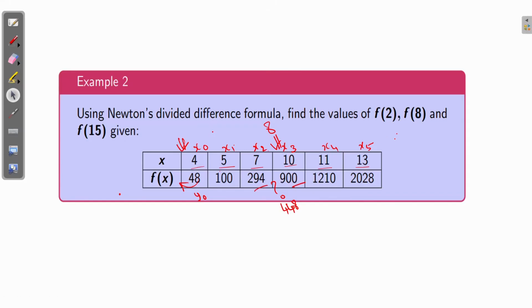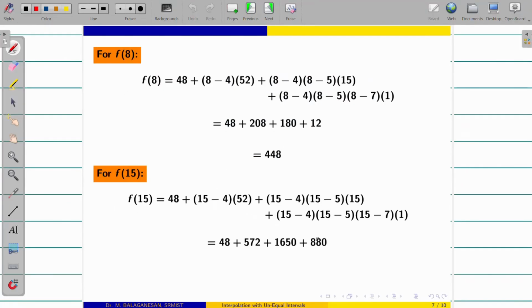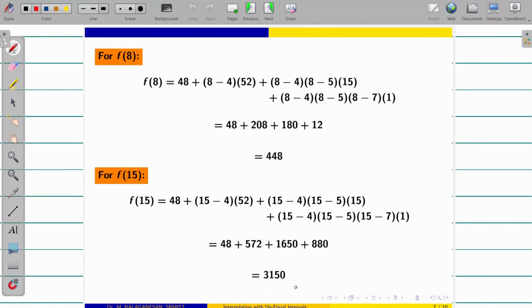Next, we are going to find f of 15. For 15, what is the value of y? We are going to check. Just listen. F of 15. In the same formula, replace x by 15. Do the calculation. It's better to use a calculator. Don't do it manually. If you do it manually, not only you, even myself, there will be the possibility of a plus or minus mistake. So it's better to do it with a calculator. Right. So that's it: 3150.